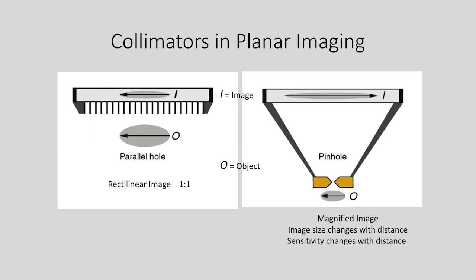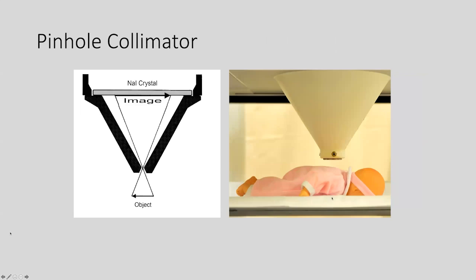The sensitivity is lower than with a parallel hole collimator, and the image size changes also with distance. That means if you go closer, you get a greater magnification than if you go farther away from the collimator. This is an example of a doll showing the pinhole collimator over the area of the kidneys. And as you can see, the image of the object is projected over a larger area of the crystal.